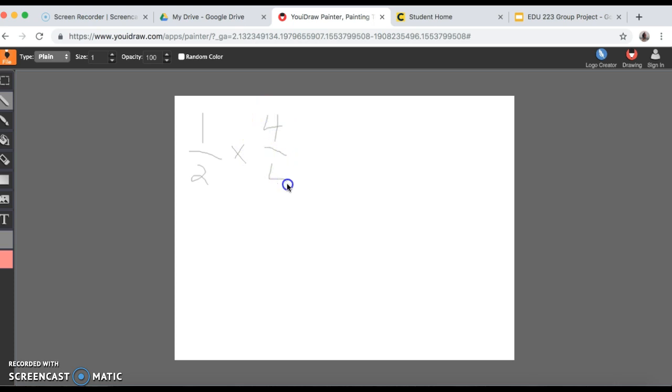Same way we did earlier, we're going to split it up into two equations. 1 times 4, which you all should know, and 2 times 5, which, again, pretty simple. We get 4/10.